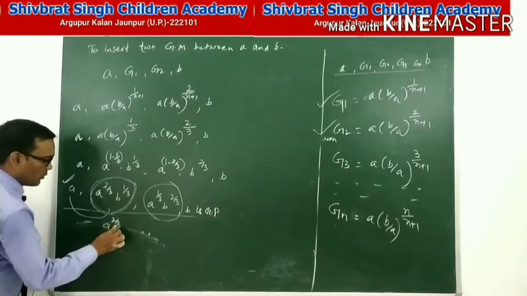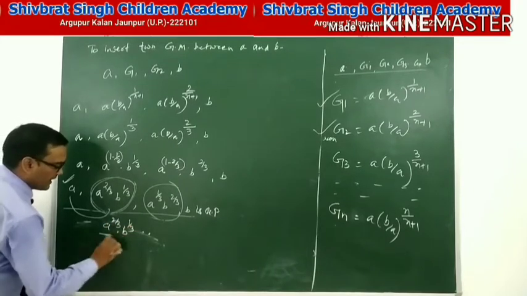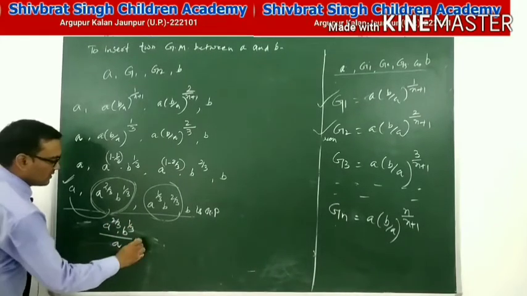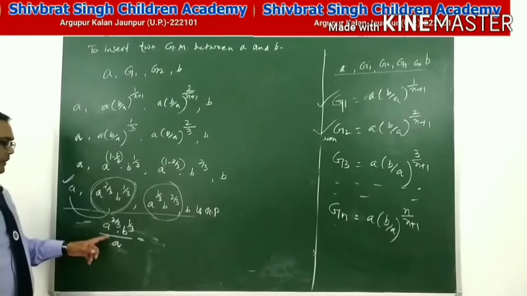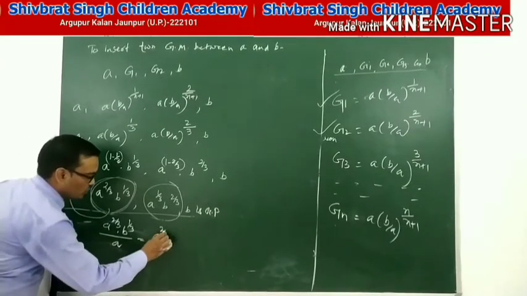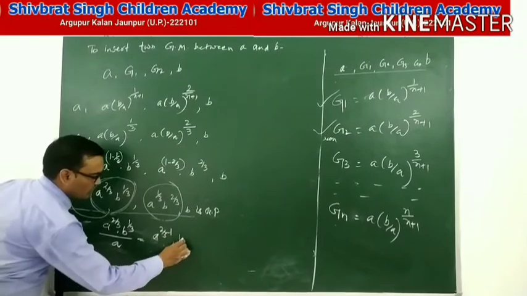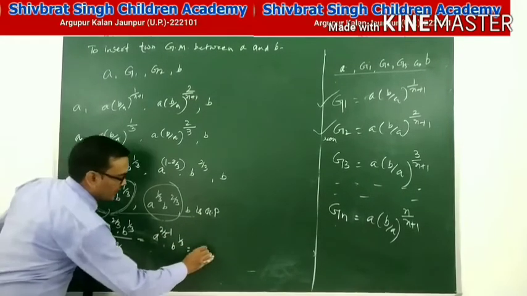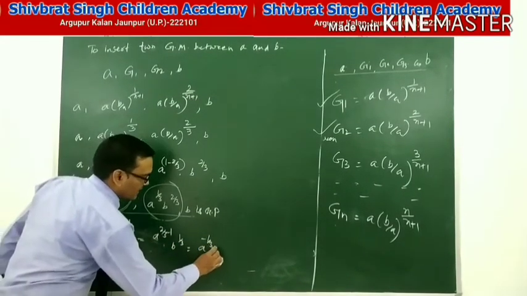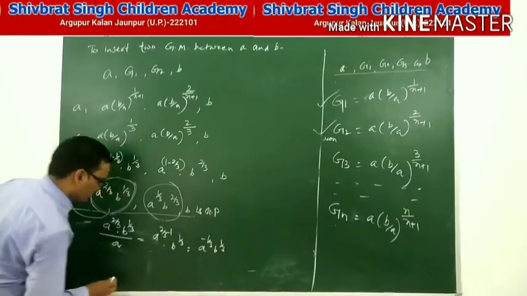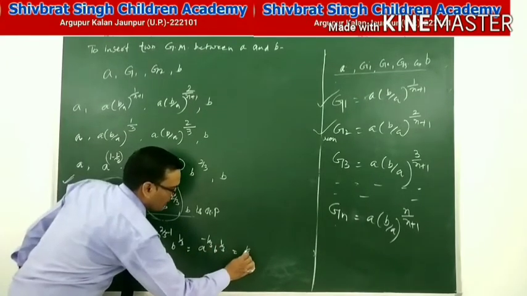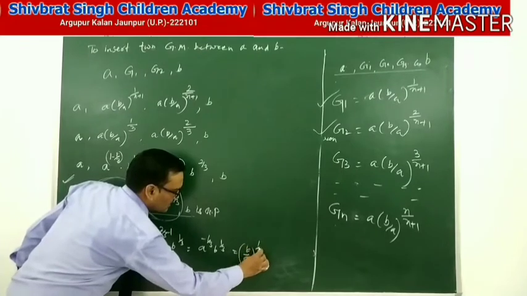A to the power 2 by 3, b to the power 1 by 3, upon a. Here a to the power 2 by 3 minus 1, and b to the power 1 by 3, that is a to the power minus 1 by 3 and b to the power 1 by 3. This gives b upon a to the power 1 by 3.